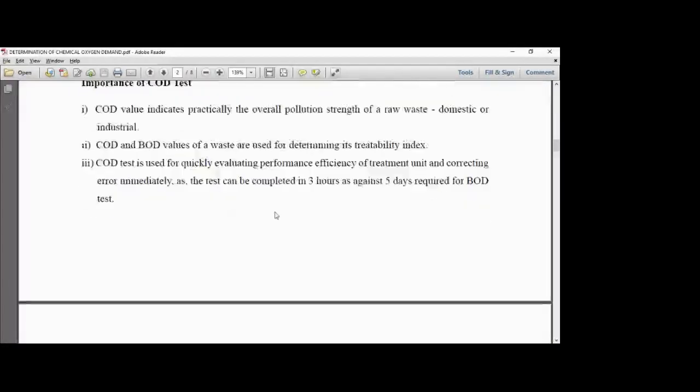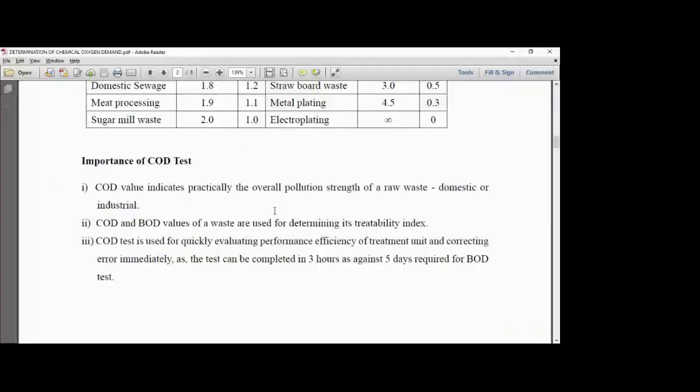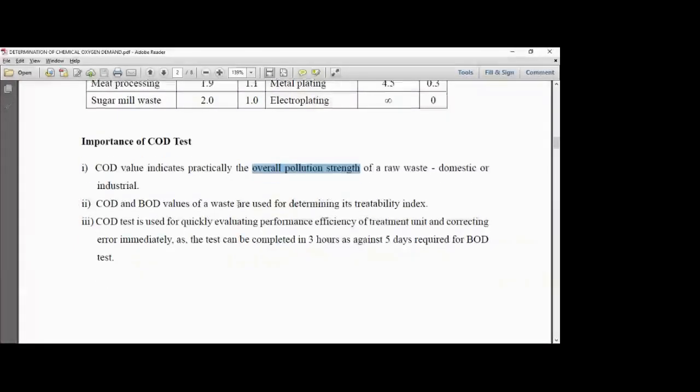Now let's understand what is the importance of the COD test. As of now we have understood what the COD value is. Now let's understand whether the COD test is really important to be done, and what are the values that we are going to get. Now these values can be applied. COD value indicates practically the overall pollution strength of a raw waste, domestic or industrial. So it is very useful that you will be getting the overall pollution strength, right? And the COD value is universally, globally accepted for the design of all the treatment units, right? So it is very, very important to find out the COD value.